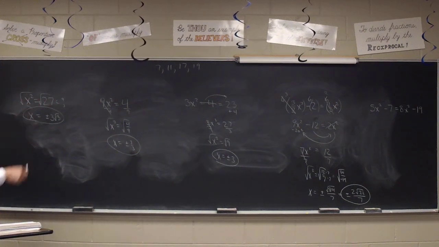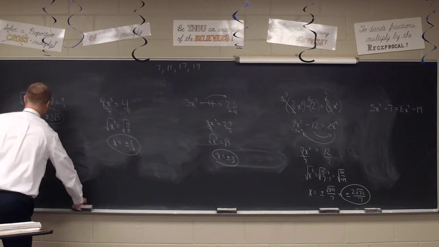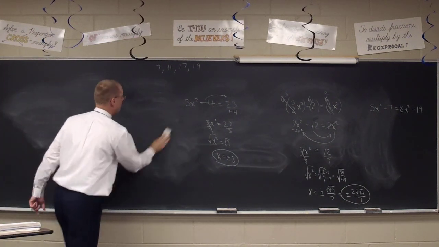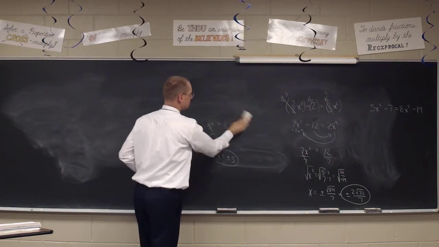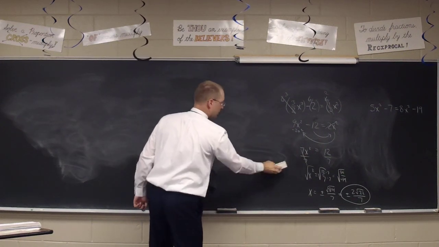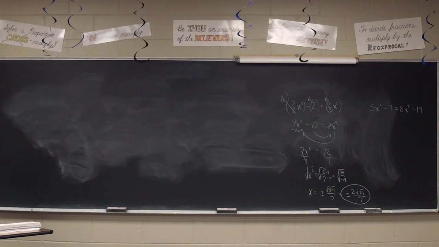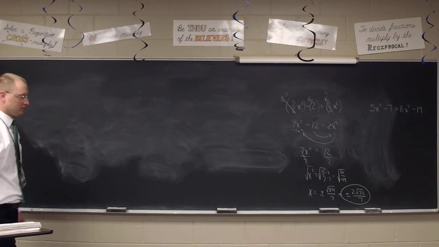Do the last one on the board if you haven't already. 5x squared minus 7 equals 8x squared minus 19. Do that last one on the board very quickly if you haven't already. If you have, just sit there with a smug look on your face for a moment. I got plus or minus 9/14 on that number 19. I just tried to roll with fractions.